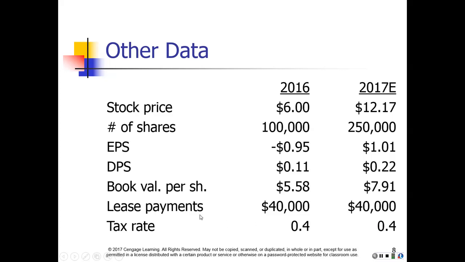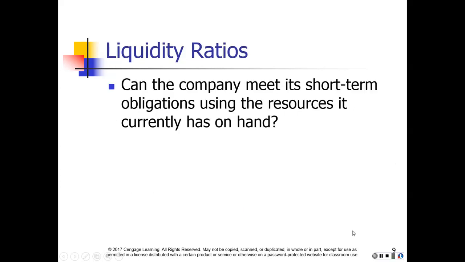Then there are some off-balance sheet items like lease payments. Lease payments are financial obligations, just like interest payments. The company must make those lease payments, but they don't appear in the balance sheet, so sometimes they're reported separately. Of course, the tax rate remains the same, 40%. Now we are going to start to compute different ratios and use those to get some answers.